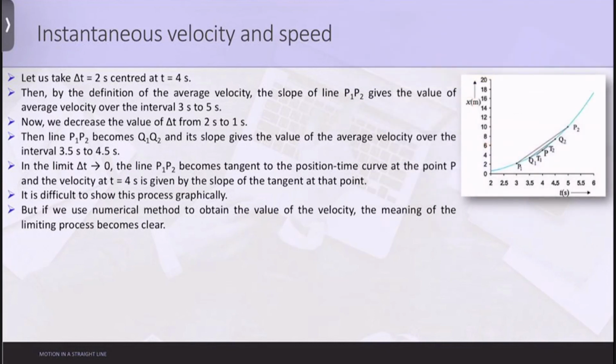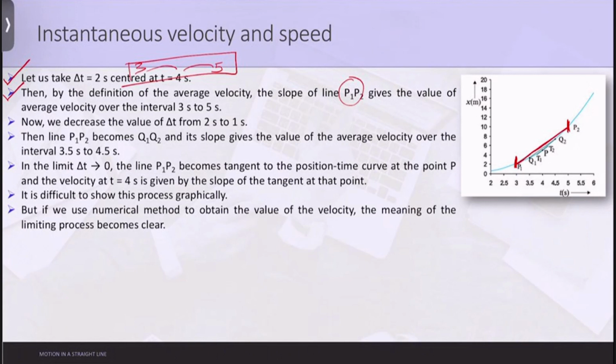Okay. So then with the definition of average velocity, the slope of the line P1, P2 gives the value of average velocity over the interval 3 to 5 seconds. Okay. So if delta t is 2 seconds, that means we are going 1 second from here, so it will be 3, and 1 second from here to 5. So basically we are trying to find out the displacements at this value and this value, and then we are just doing x2 minus x1 upon t2 minus t1. Okay.